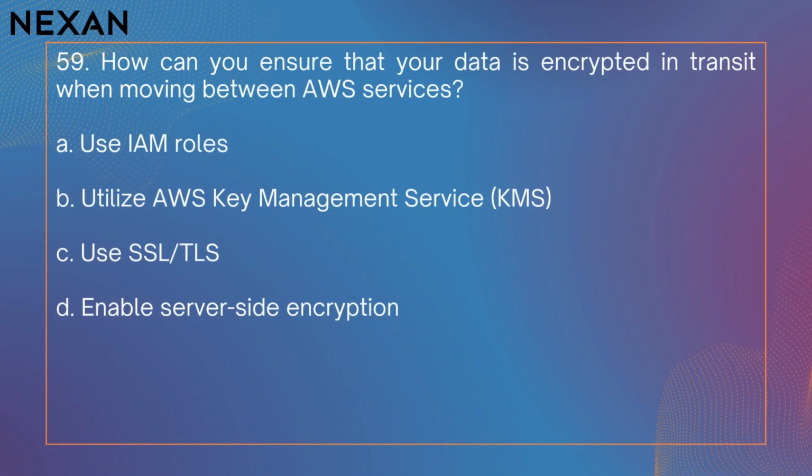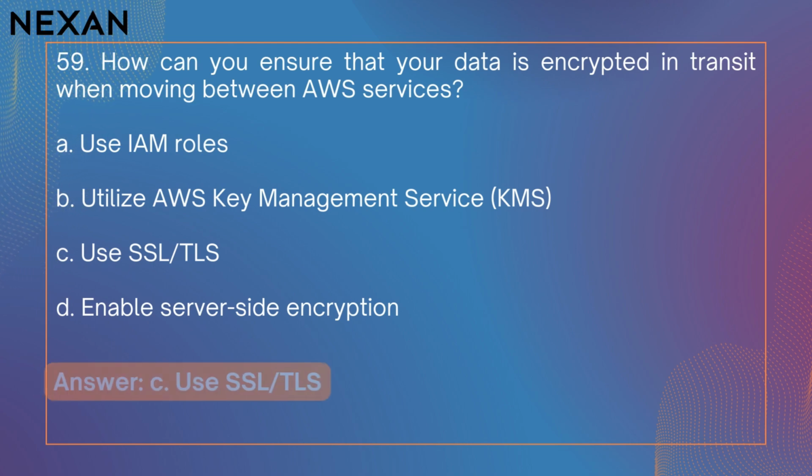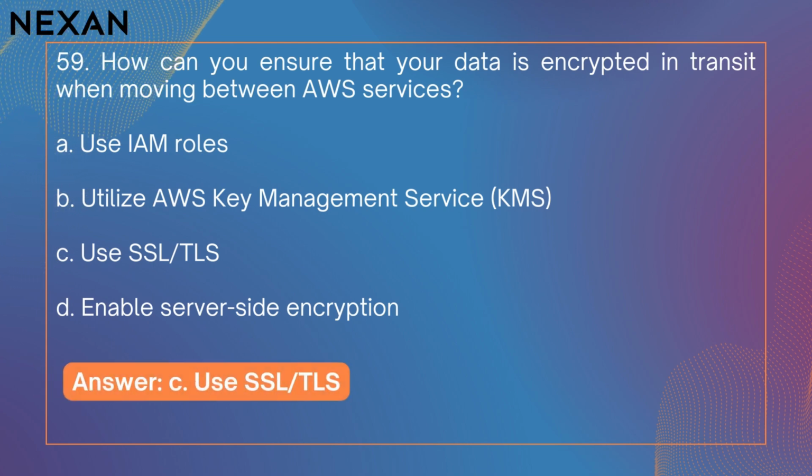59. How can you ensure that your data is encrypted in transit when moving between AWS services? A. Use IAM roles. B. Utilize AWS Key Management Service. C. Use SSL and TLS. D. Enable server-side encryption. Answer: C. Use SSL and TLS.